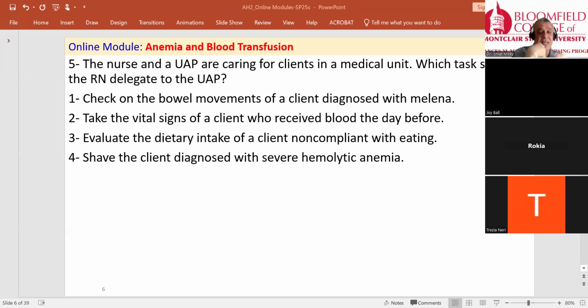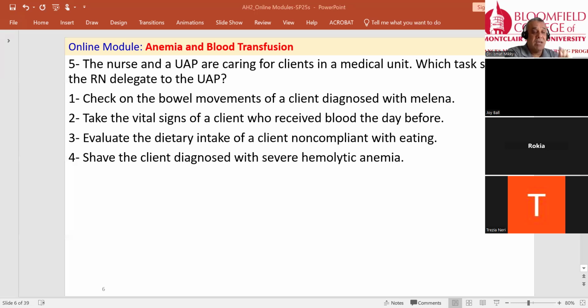However, assistive personnel like the CNA is different, right? So which task should the nurse delegate to the assistive personnel? Is it number 2? Number 1, the RN should evaluate the stool of a client diagnosed with melena, a patient with dark, tarry stool mixed with blood. So it's part of the ongoing assessment for the RN. However, number 2, the unlicensed personnel can take the vital signs of a stable patient, a client who received blood the day before. So that is absolutely yes, number 2.